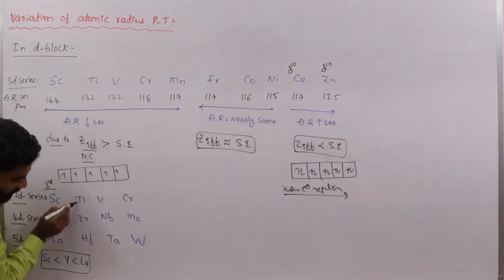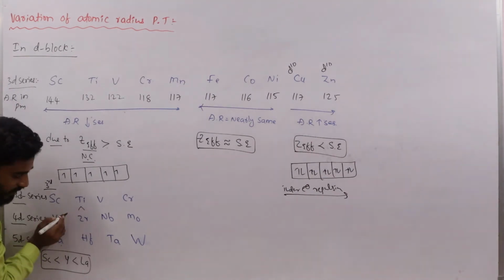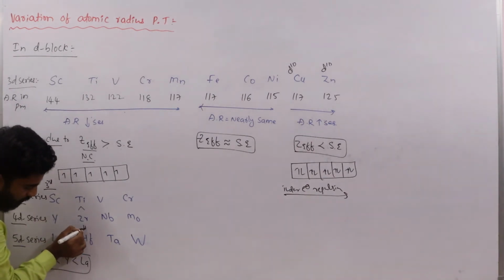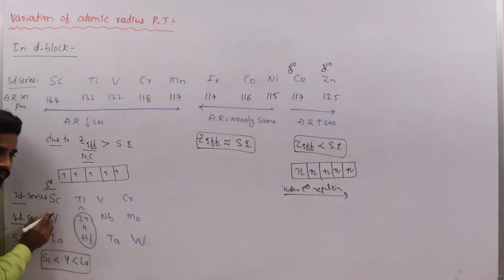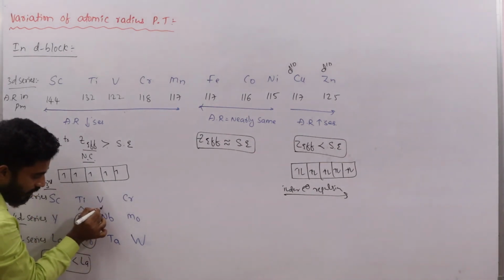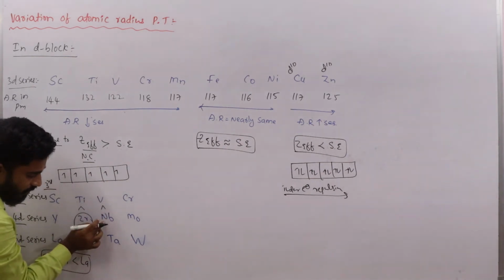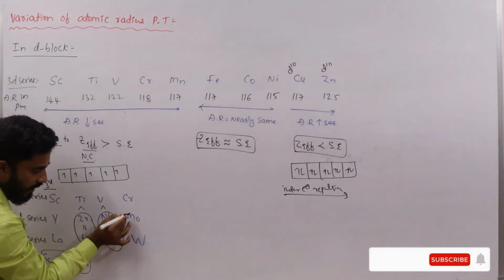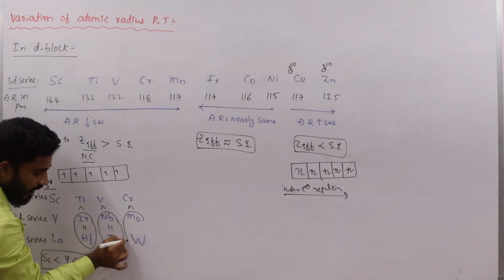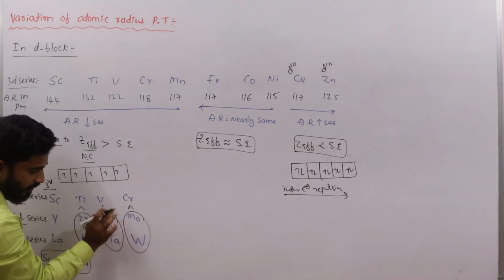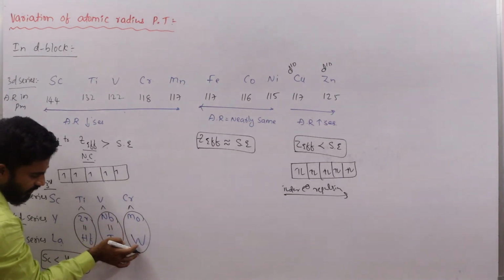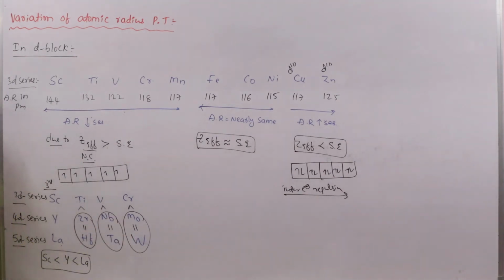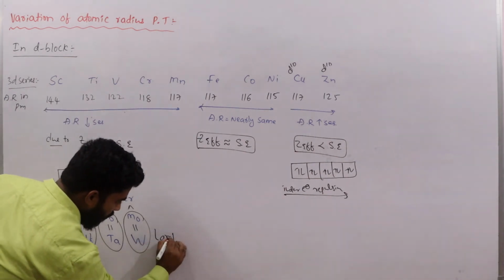But when we come to titanium, atomic radius increases, but zirconium and osmium show nearly similar size. Vanadium to niobium, atomic radius increases. From niobium to tantalum, they show similar atomic radius. Chromium to molybdenum, atomic radius increases, but molybdenum and tungsten show similar atomic radius. So what is the reason for this? The reason for this is lanthanide contraction.